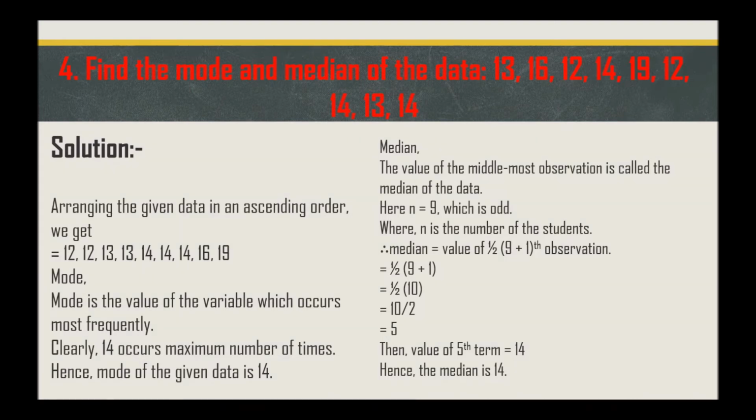Next question: find the mode and median of the data. First we will arrange the given data in ascending order. We will find the mode. The number observed most frequently is 14. So the mode of the given data is 14. Then the median. Here n is 9, which is odd. So the median equals the value of the (n plus 1) by 2 th observation, that is (9 plus 1) is 10. So 10 divided by 2, that is 5. The value of the fifth term is 14. Hence the median is 14.